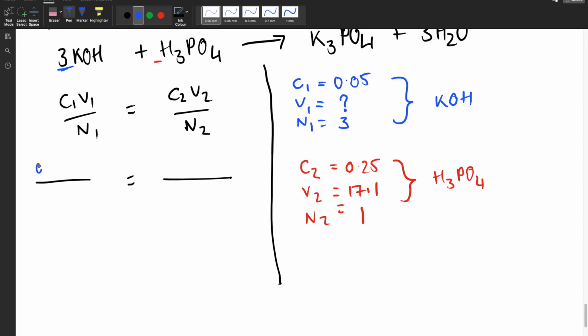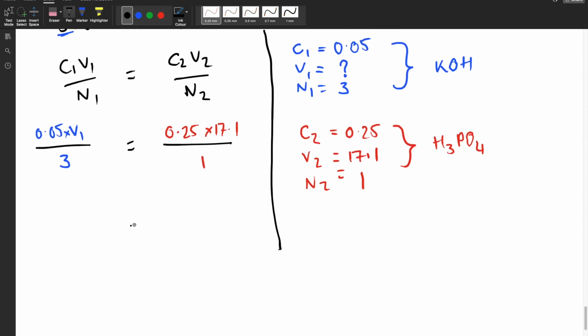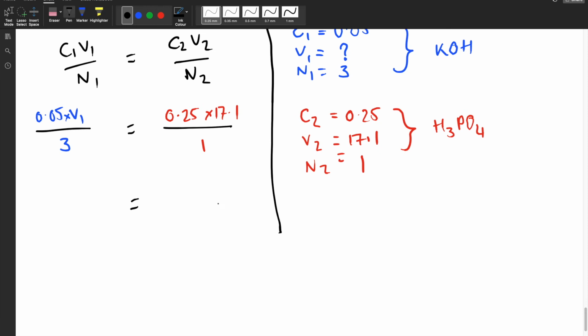So we know that C1 is 0.05. We don't know what V1 is, and we do know what N1 is. Our C2 is 0.25 times 17.1, all divided by 1. So all of that side together, if you do 17.1 times 0.25 divided by 1, should give you 4.275. And I'll just rewrite this out as it is. Let's do one thing at a time.